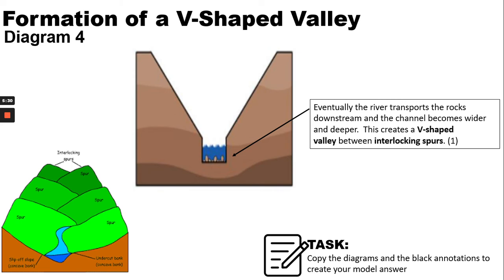Last diagram. Eventually, the river transports the rocks downstream and the channel becomes wider and deeper. So effectively, the erosion processes that you talked about earlier on deepen the channel. And this creates a V-shaped valley with interlocking spurs in between. I'm not going to go into great detail about these. The videos talked about interlocking spurs, and what they are is bits of land that jut out into a valley.